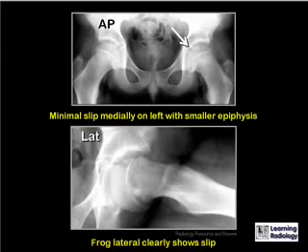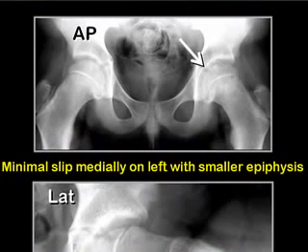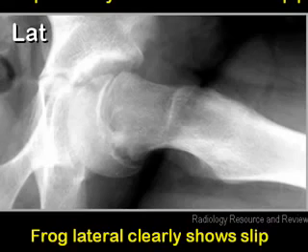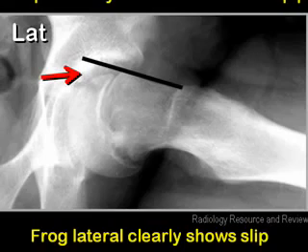Here's an individual with slipped capital femoral epiphysis. On the AP view, the epiphysis is slightly smaller. On the frog lateral view, the slip becomes much more evident because the line drawn along the outer aspect of the femoral neck intersects no part of the epiphysis, as is shown by the red arrow.